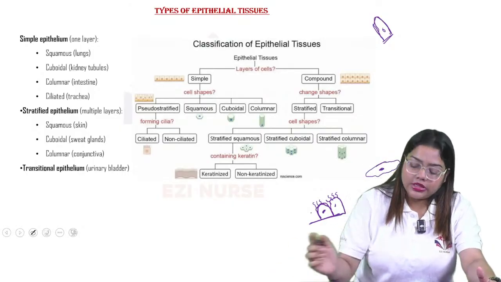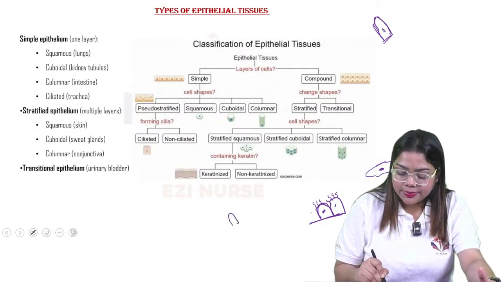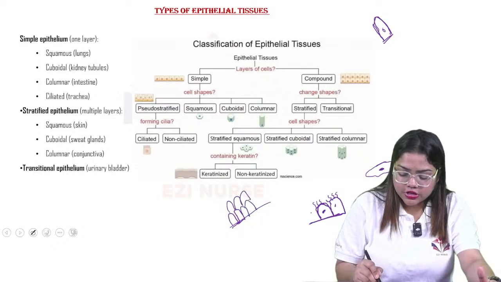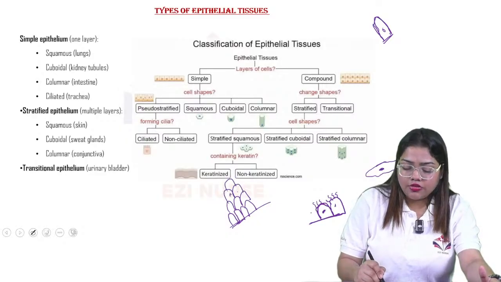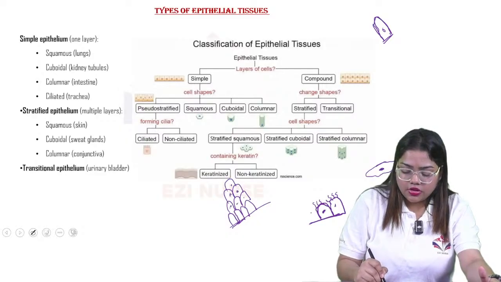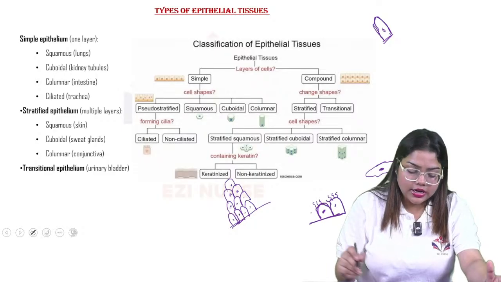So what is meant by stratified? It will not end up in one layer. It will be having 3-4 layers of cells or more than that.